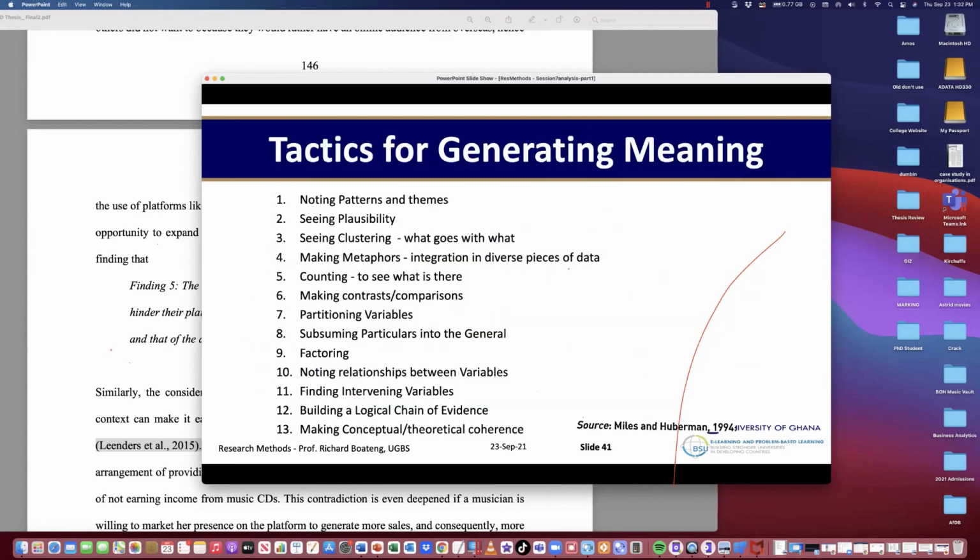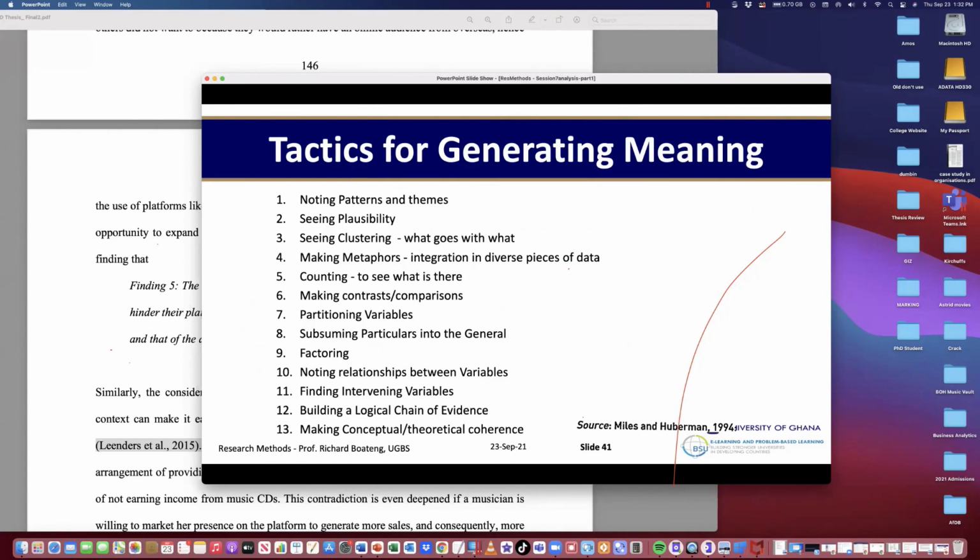Okay, so there are 13 things that you should use to generate meanings or conclusions. Oh, my time is up. Noting the patterns you see in your data. Checking for plausibility. Does it make sense? Is it true? Is it possible that it's true?